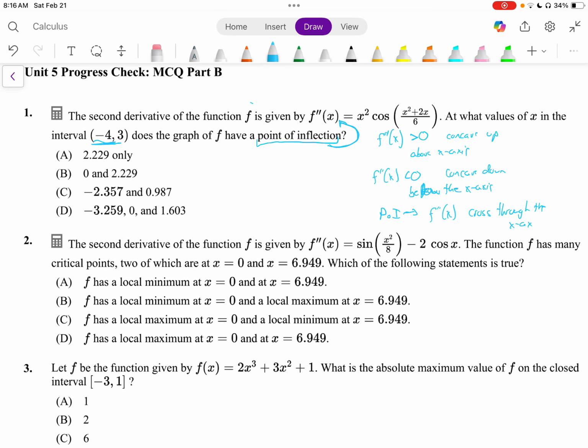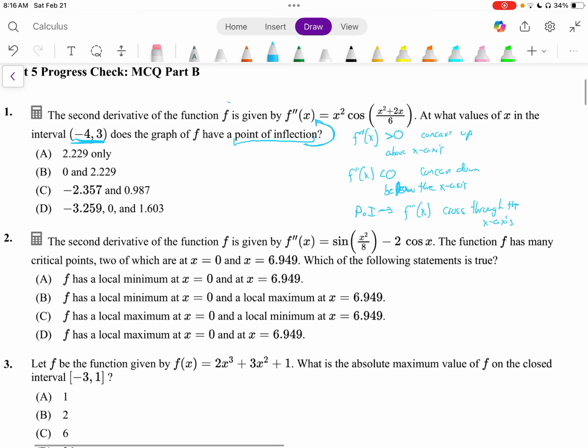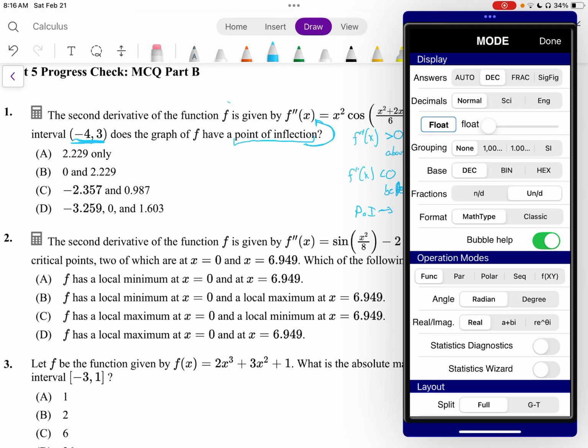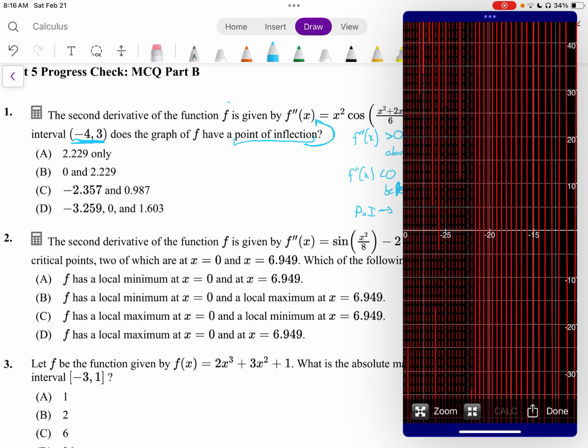All right, so what we can do is graph this function. And again, we're only looking from -4 to 3, so I have a calculator over here. This top function is the function that we're referring to, x squared times the cosine of (x squared plus 2x) over 6. We do want to make sure it's in radians. I'm going to take this one off for now, so that will just graph the top one. So I'm going to hit graph.